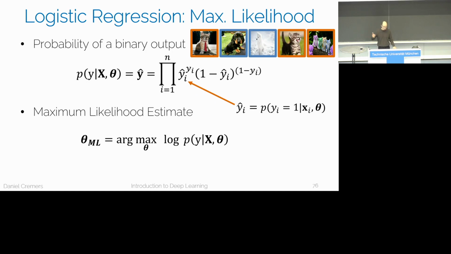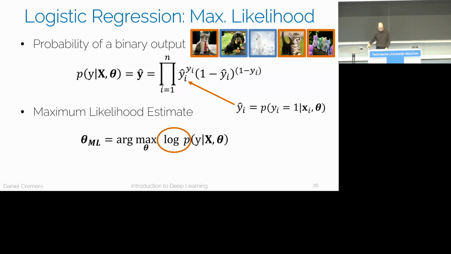Again, we use the log. Why can we do it? Because log is a monotonous function. That's important. If you maximize an expression, you can equivalently maximize the logarithm of that expression. And we do that because then we can convert this product into a sum.